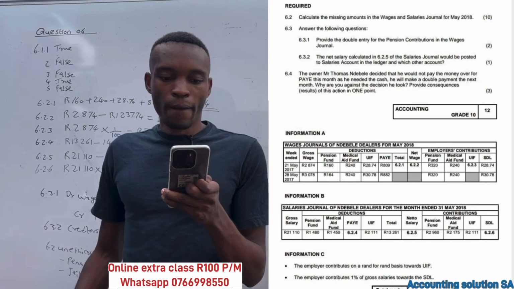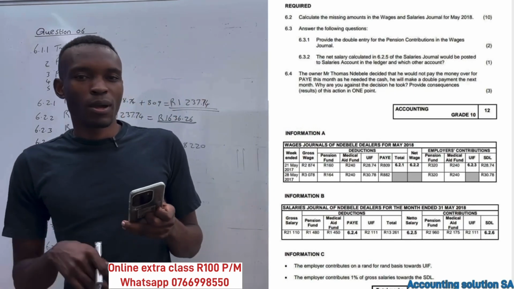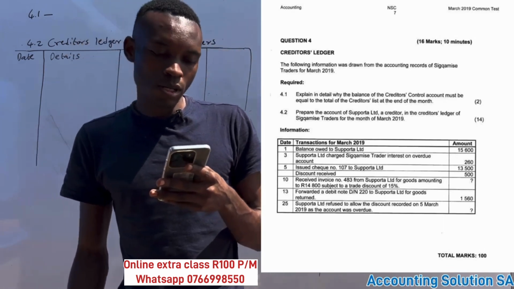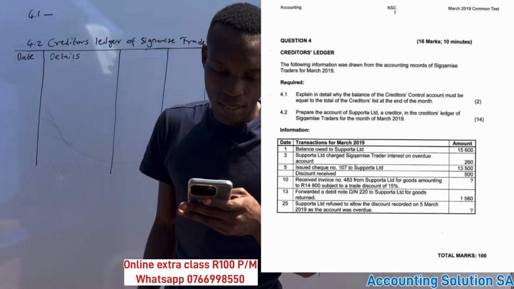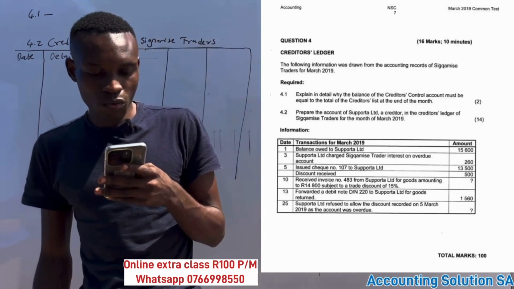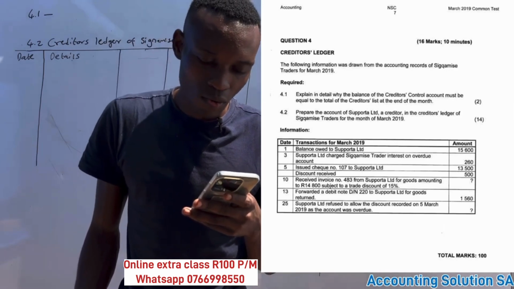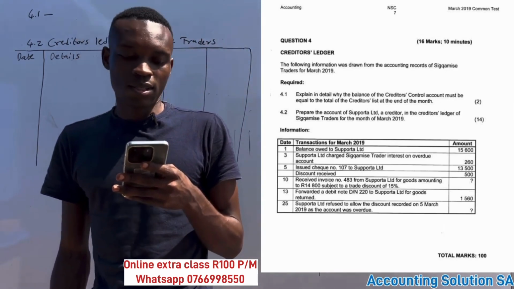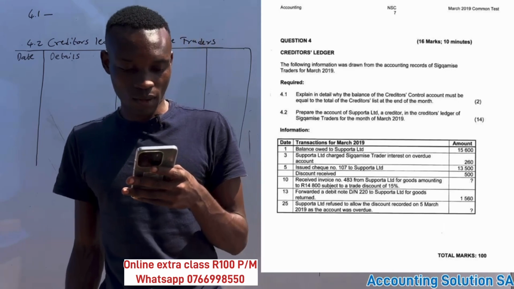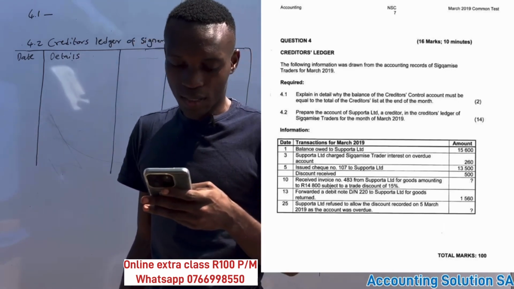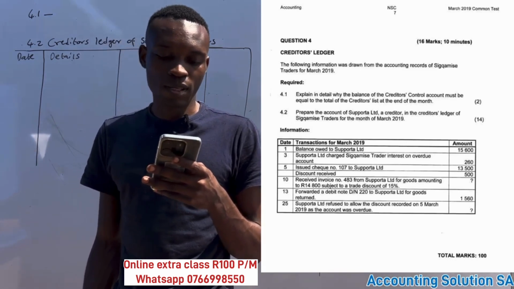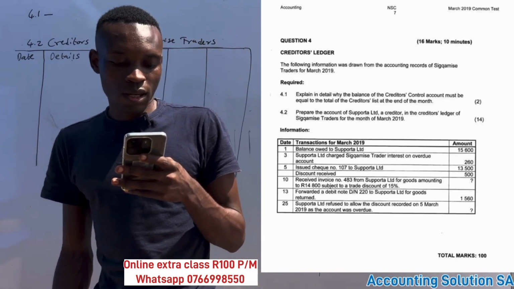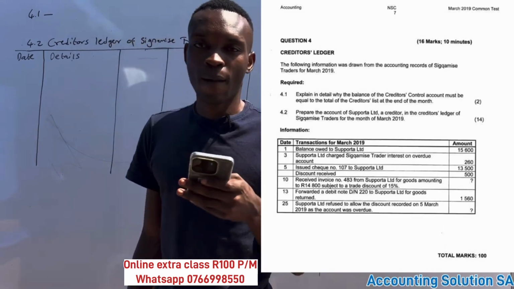So this question 6 was 20 marks. Let's look at the question paper. It was question 4, a creditors ledger. They said the following information was drawn from the accounting records of Capitec Traders for March 2019. Required number 1: explain in detail why the balance of the creditors control account must be equal to the total creditors list at the end of the month.